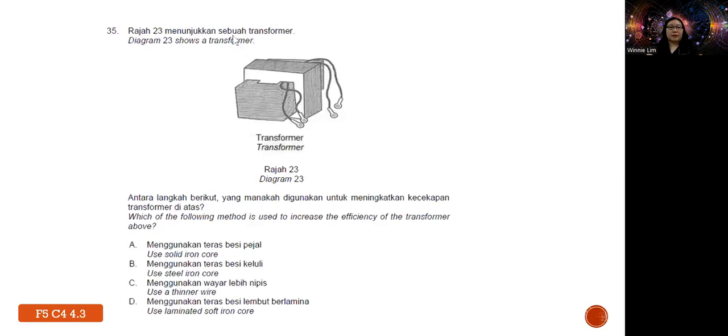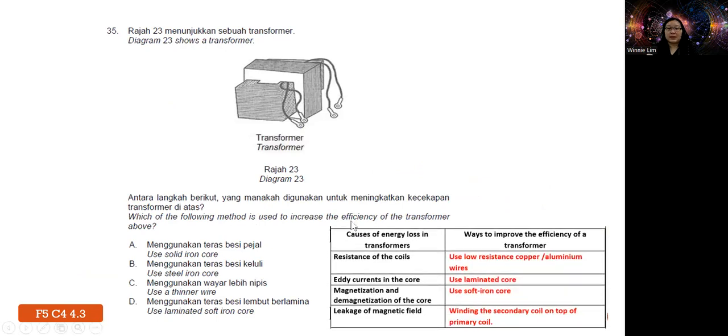35. Diagram 23 shows a transformer. Which of the following methods is used to increase the efficiency of the transformer above? Under the idea of transformer, indeed there are 4 ways that cause energy loss in the transformer, and there are 4 ways for you to increase the efficiency.